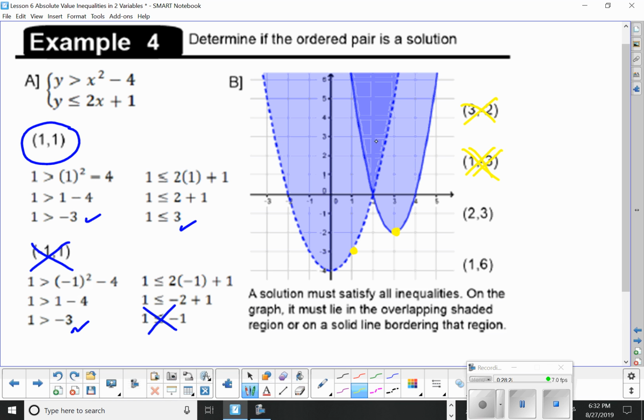2, 3. That's a happy one. It's in the overlapping shaded region, so it is a solution to the system. 1, 6, notice here's 5, here's 6. That too is a solution. Why? It is on the solid line that is part of the boundary of the overlapping shaded region. So here you're being asked, is a particular point a solution?